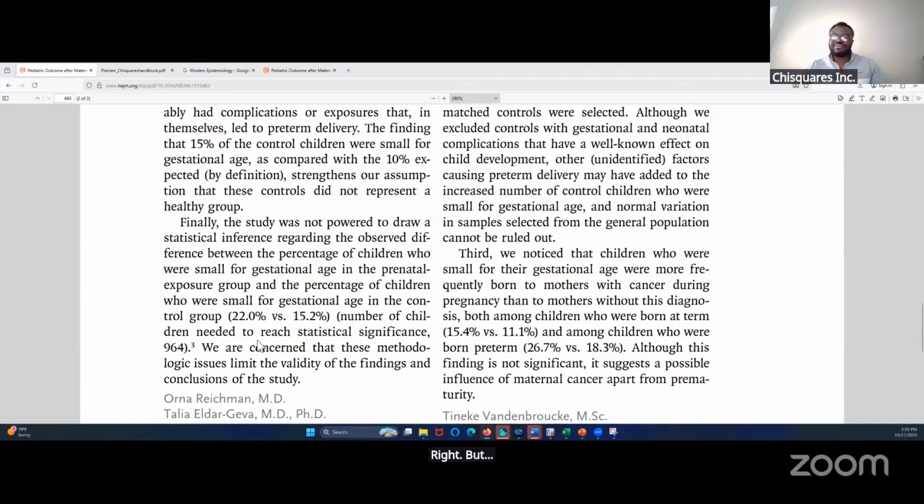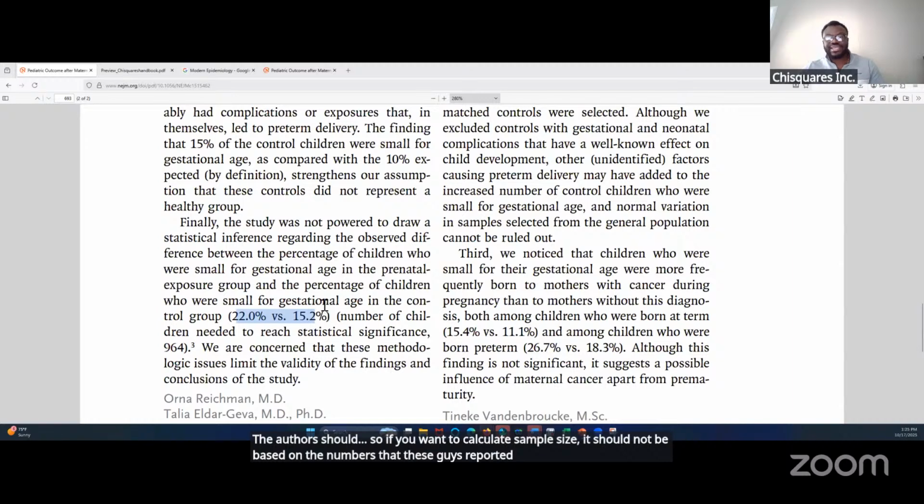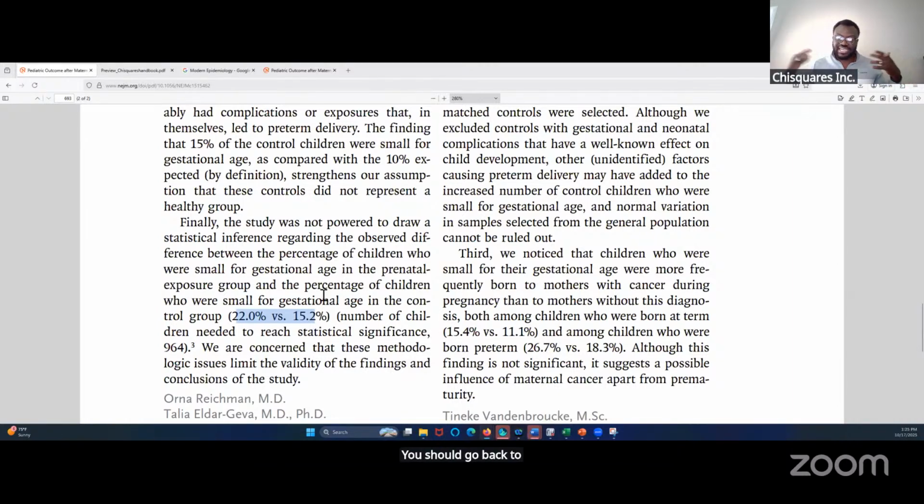Having said that, if the authors want to calculate sample size, it should not be based on the numbers that these guys reported. You should go back to the hypothesis and say, if we wanted to detect this X number of difference, what number would we need? Not just taking a number from that study and then using it to say, oh, the study is wrong. That doesn't make much sense.